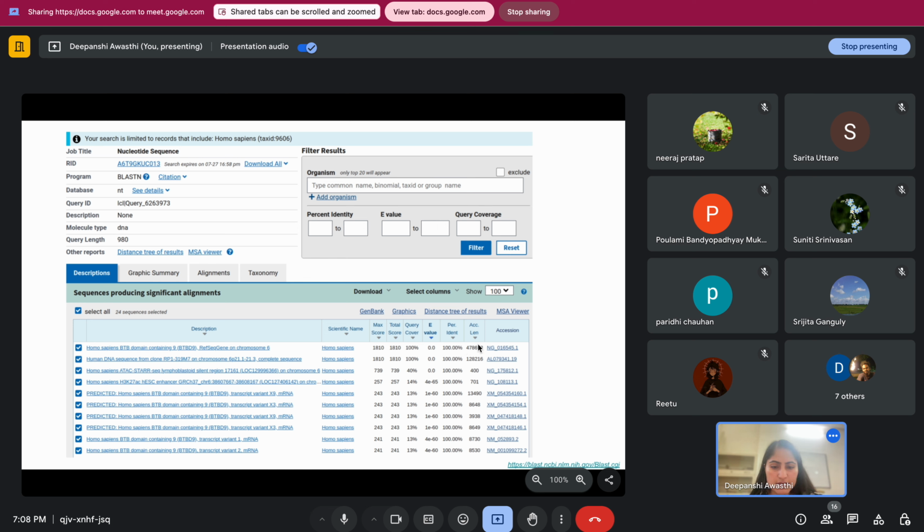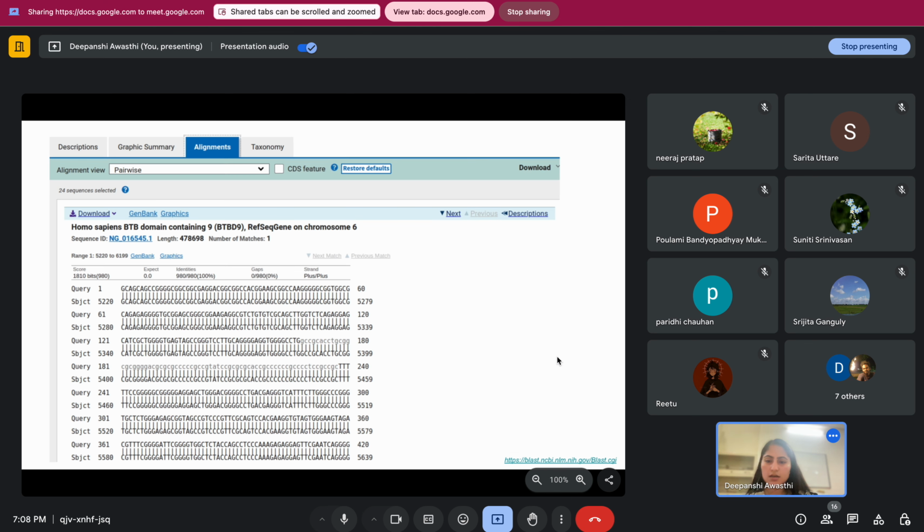Then the accession length, and then accession number. Accession length is the length of the sequence which is present in the BLAST. And this is the accession number. If you want to go into the detail of that sequence, you can click on this link and check. So this is the BLAST result, and you can also explore the graphic summary, alignments, and taxonomy if you want to go into more detail.